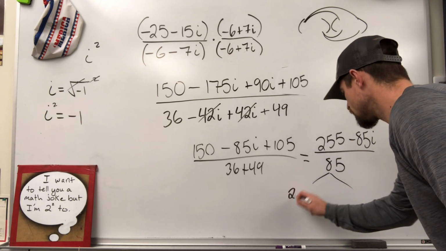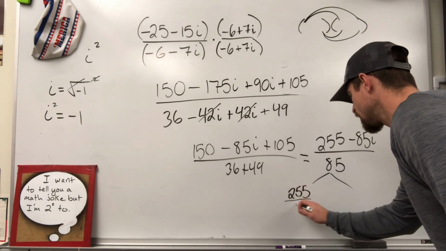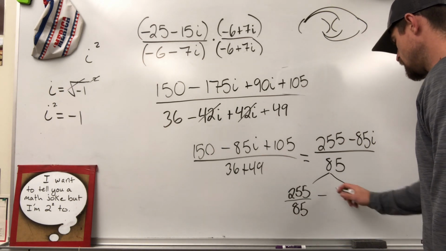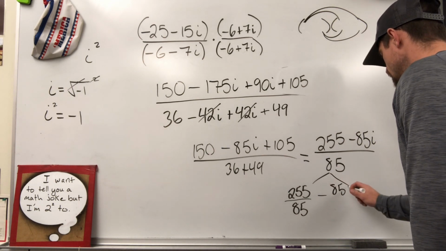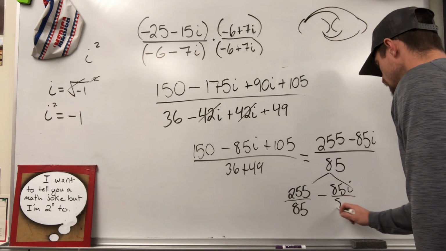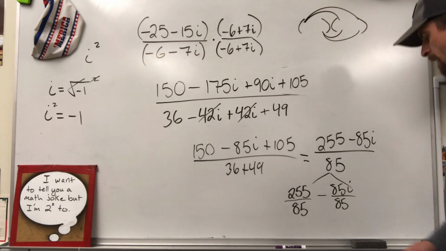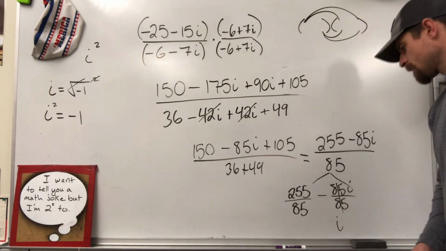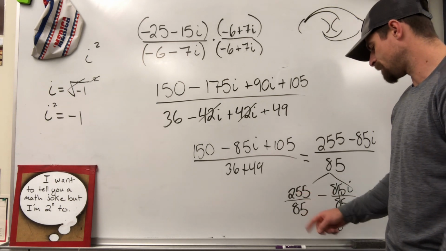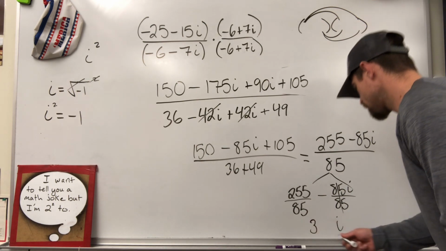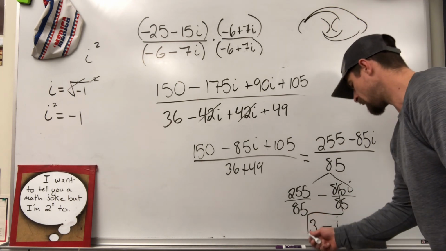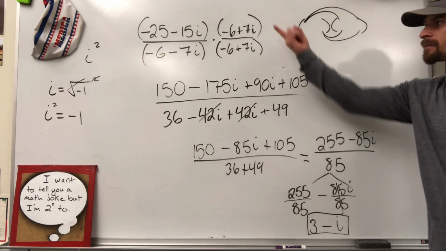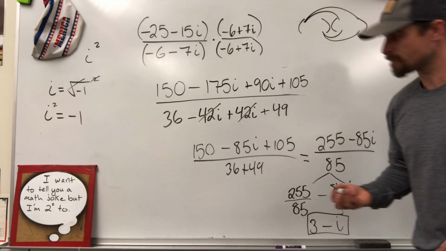We're going to say 255 over 85 minus 85i over 85. The 85s will cancel, leaving you just i. 255 divided by 85 is just 3. So 3 minus i would be your final result after dividing this complex number.